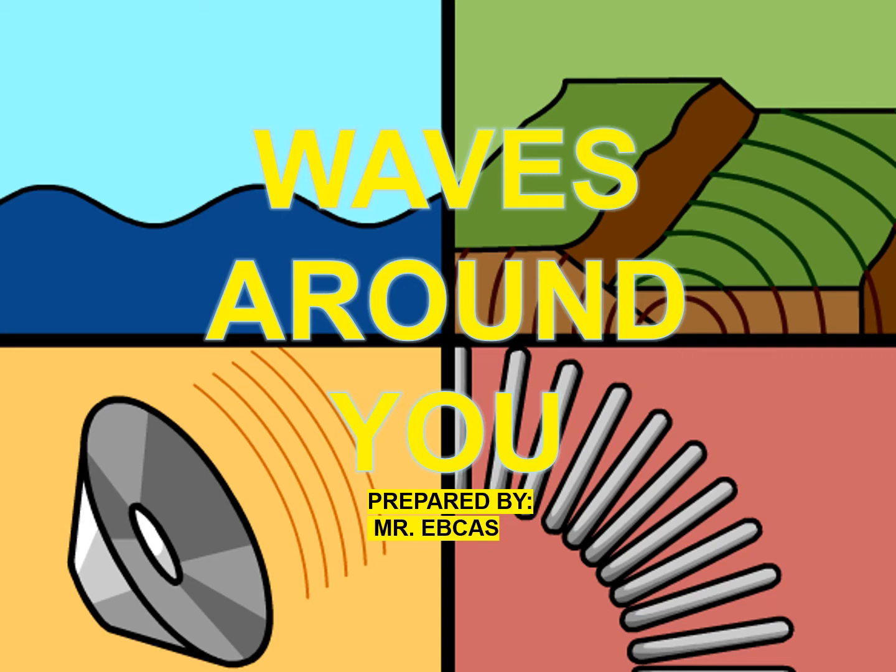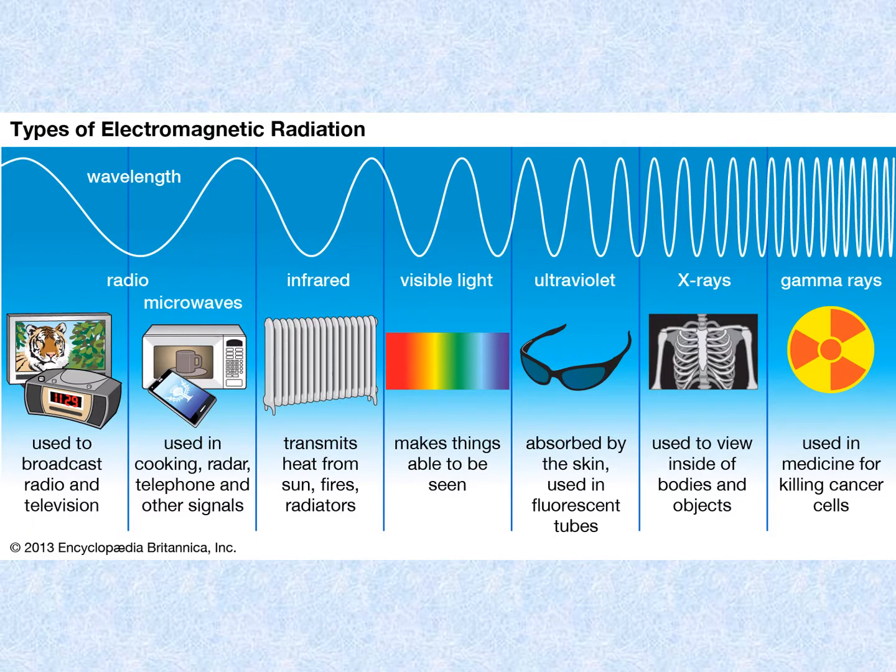Waves around you. These are the types of electromagnetic radiation or objects that produce different wavelengths.